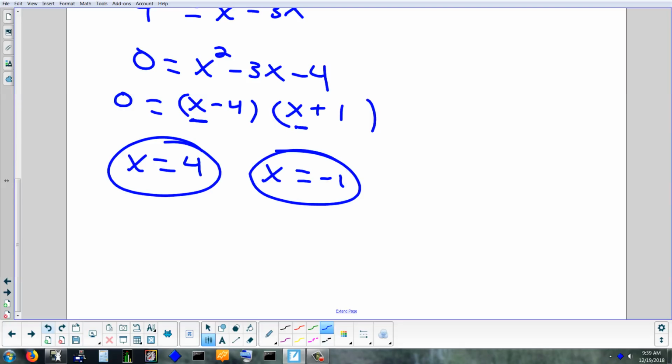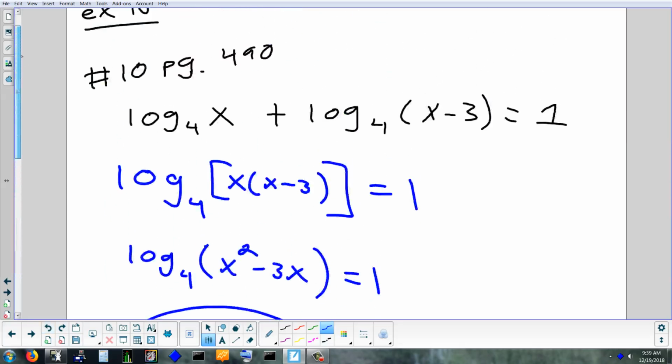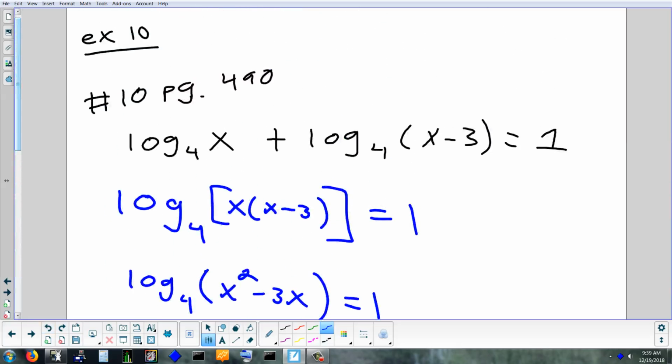Now, what do I have to do with those? We make sure we don't take the log of what kind of number? A negative. Let's check 4. If you plug 4 in for x, what does that argument become? 4, so the argument would be positive. What if you plug in 4 here? What's the argument? 4 minus 3 is 1. Is that a positive? Yep. So you can take the log of both of those.